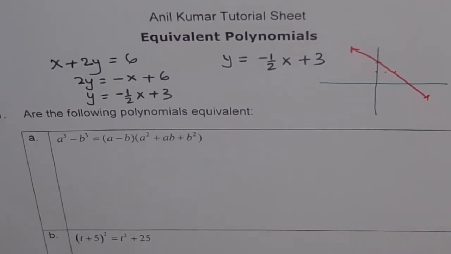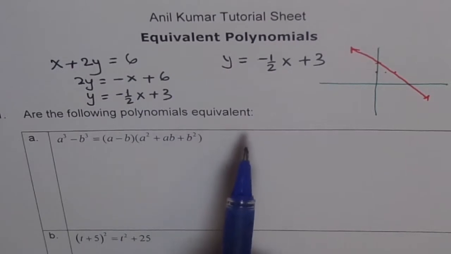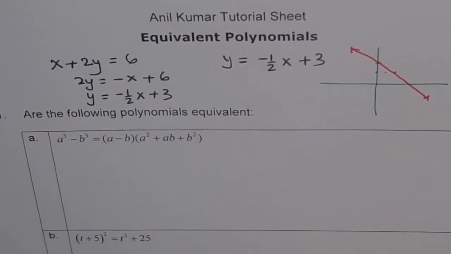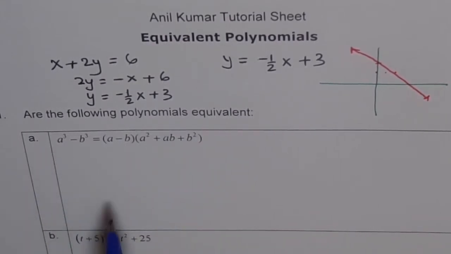Okay? Now, we will solve some problems to check whether they are equivalent or not. Question number 1 here is, are the following polynomials equivalent? So we got two equations here. Now this is a tutorial sheet. Actually you can stop the video here, take a good look at this and solve both sides. In this case you can expand and simplify the right hand side and check if you get a cube minus b cube. If you do, then they are equivalent, otherwise they are not.